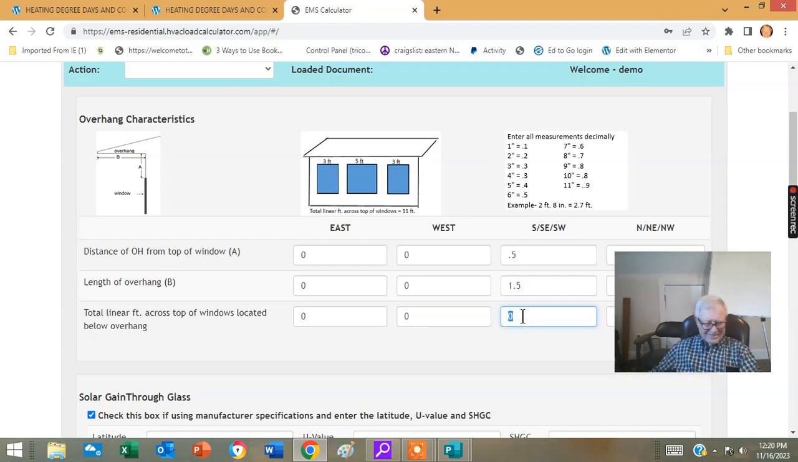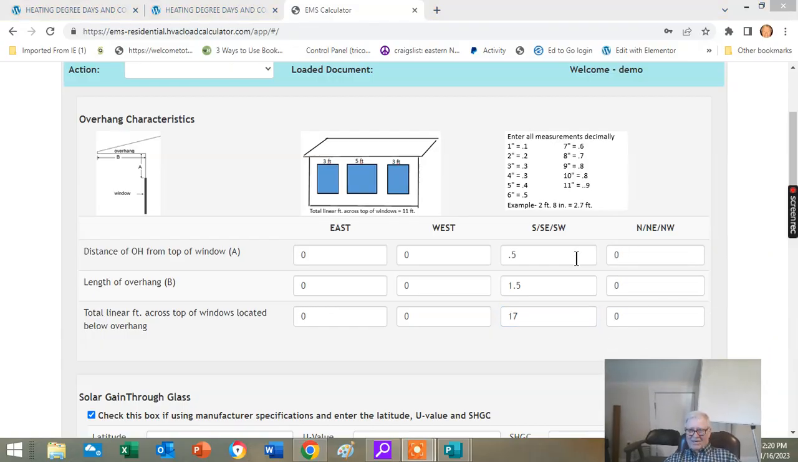So we've got 17 feet. Now, I shouldn't even have anything in here. We don't. If you have a north-facing overhang, you can leave that blank because it's going to be shaded the whole way, and it's not doing you any good. All right, so that's what we've got.